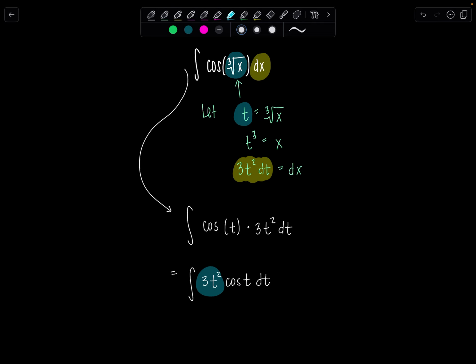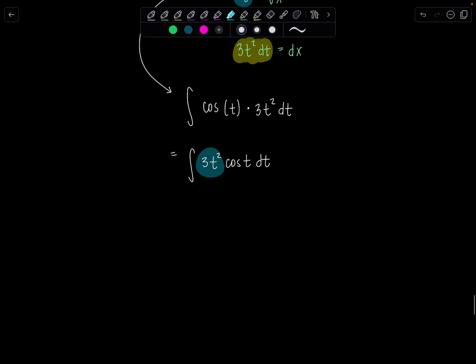And if you need a little review or refresher on how to use tabular integration or the DI method, everyone has kind of a different name for it, I have a video, it's linked in the description. But this is just the perfect time and it makes it so easy. So you have one column that you differentiate, one column that you integrate, and it corresponds to how you would have picked u and how you would have picked dv. So I'm going to keep differentiating 3t squared, and I'm going to integrate cosine t.